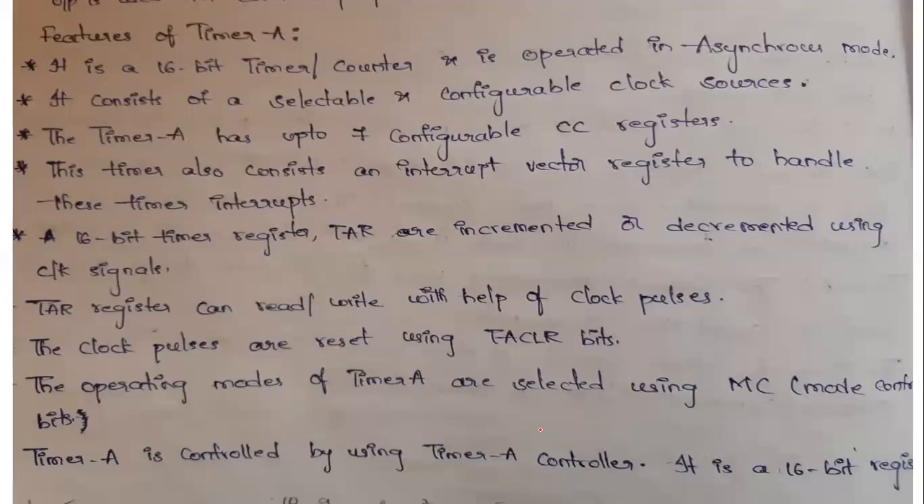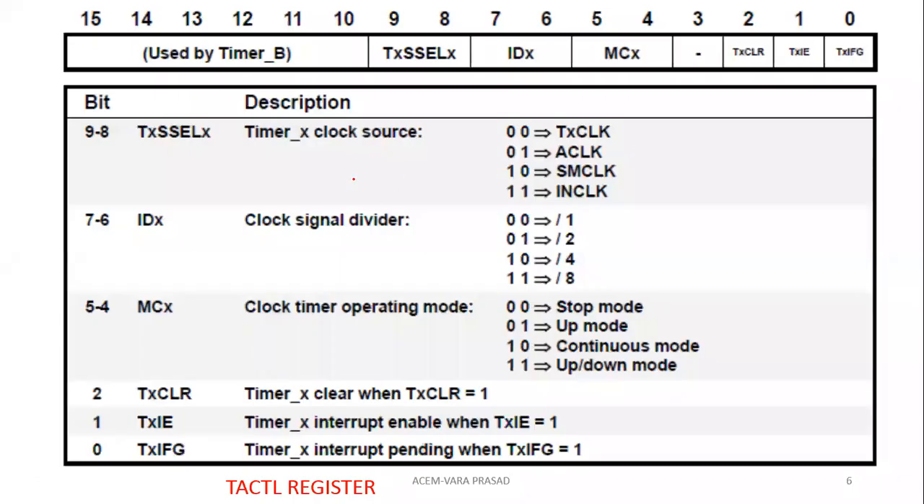In the last semester they asked what the two registers available in the timers are, so we are going to study that. Then come to the 16-bit Timer A control register. This control register is used for controlling the operation of Timer A. It is 16 bits.